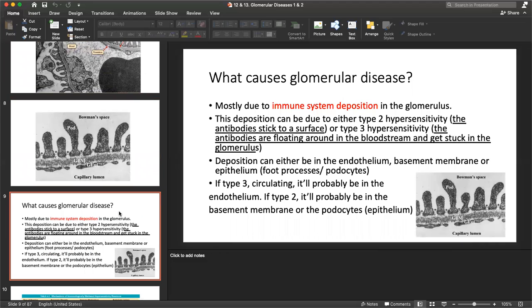Okay, so what causes these glomerular diseases? A lot of them are due to immune system deposition. All of them are. And it'll either be type 2 or type 3 hypersensitivity. Type 2 is going to be antibodies. I think of A, B is 2 letters. So that's how I remember that one. And then type 3, they're floating, and the antibodies kind of float and stick to the glomerulus.